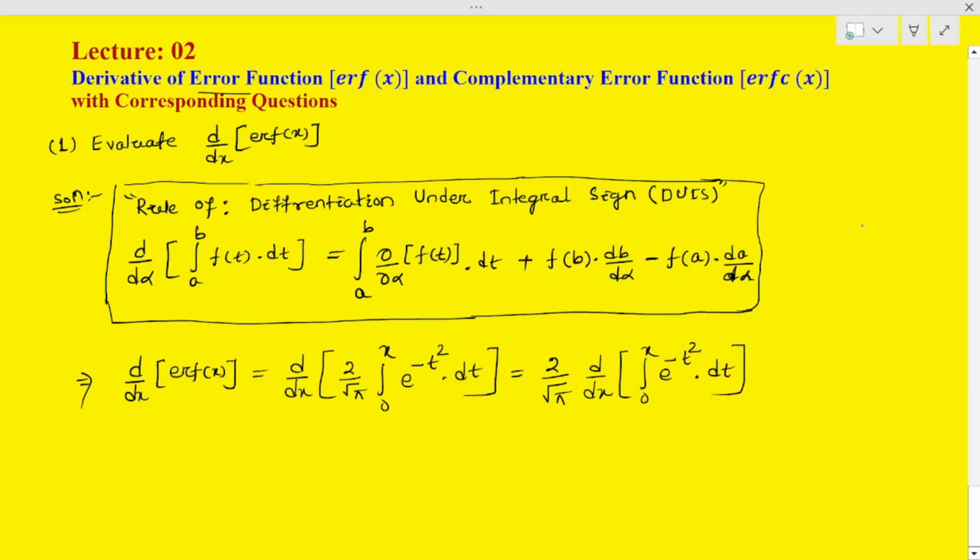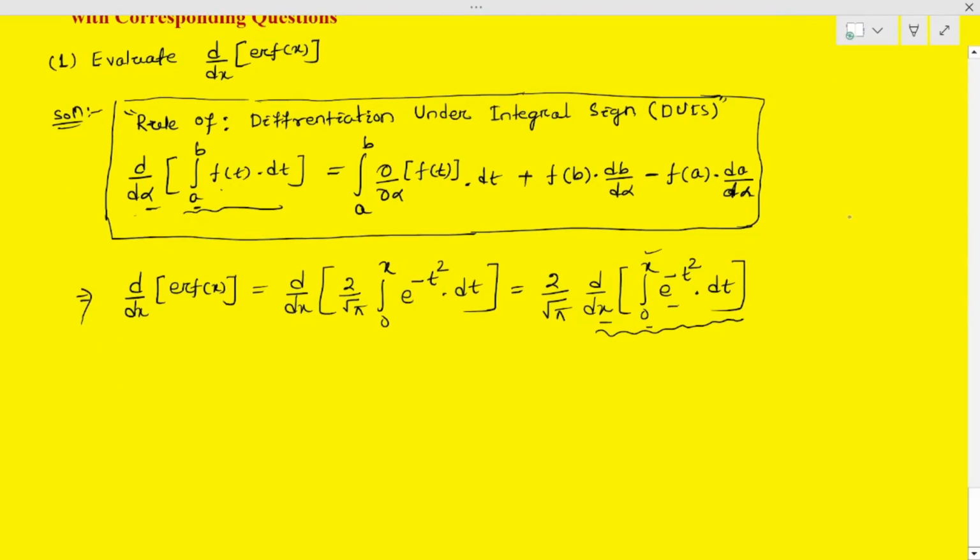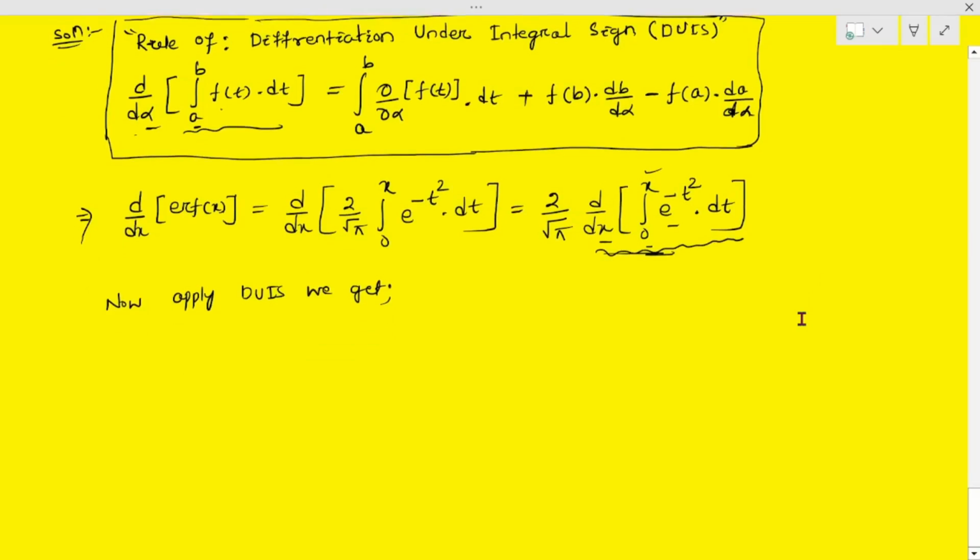Here you just compare the differentiation of this integral and the differentiation of the earlier integral: there it is with respect to alpha, here with respect to x. Here f of t is nothing but e to the power minus t square. There the lower limit is a, here the lower limit is 0; there the upper limit is b, here the upper limit is x. We just have to apply DUIS, differentiation under integral sign.